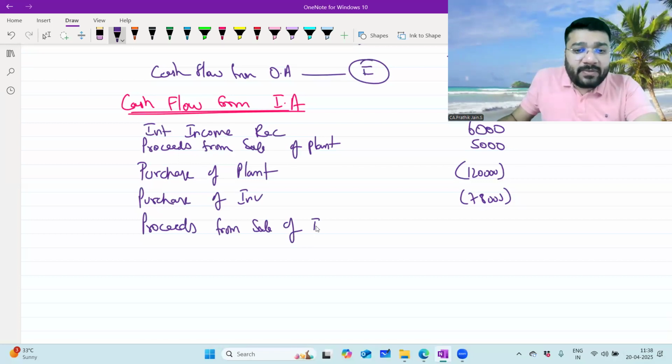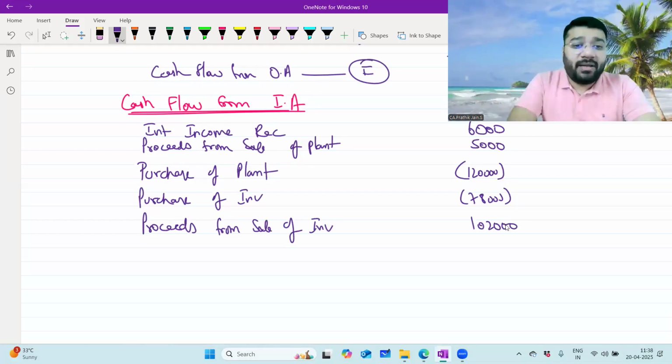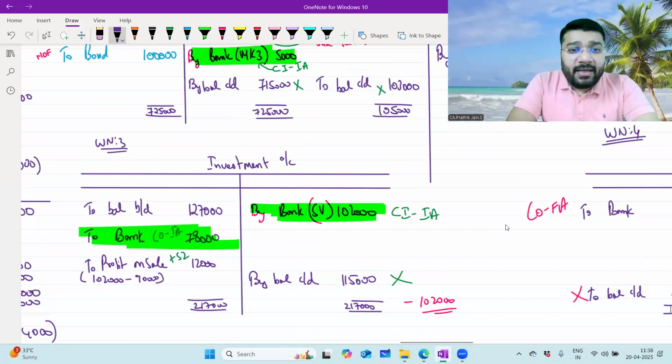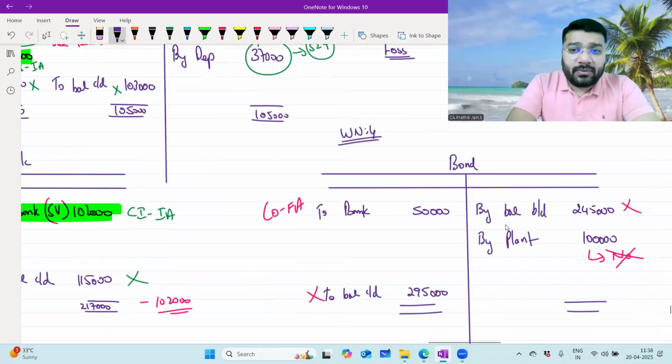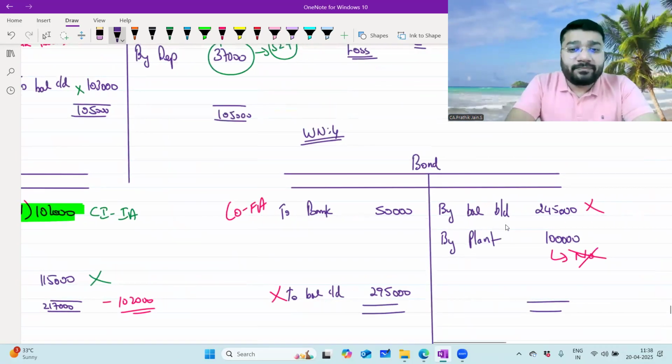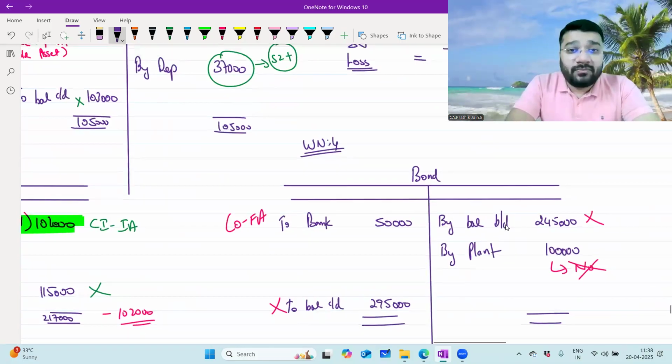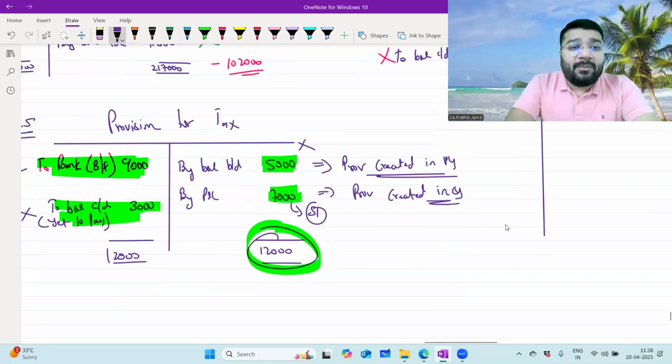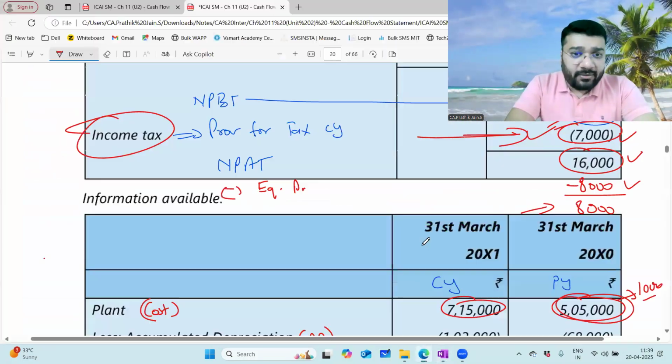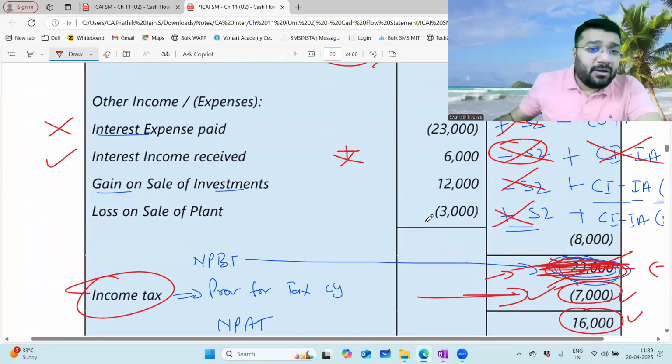Proceeds from sale of investment. How much? 1,02,000. Plus or minus? Plus. Okay. Anything else in the investment account? No. Anything in the bond account? No. Anything in provision for tax account? No. Okay. Let's continue. Gain on sale of investment done.